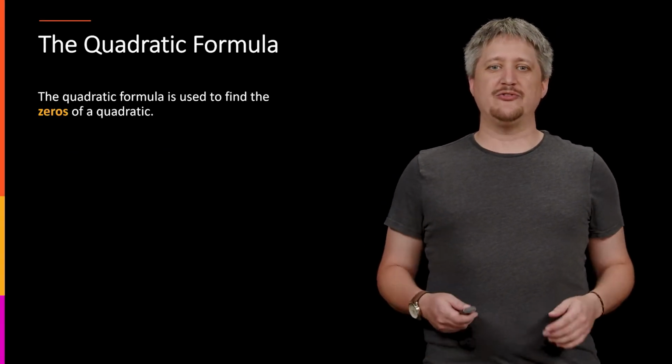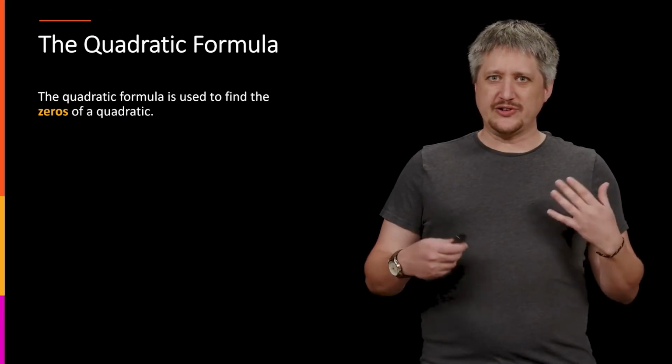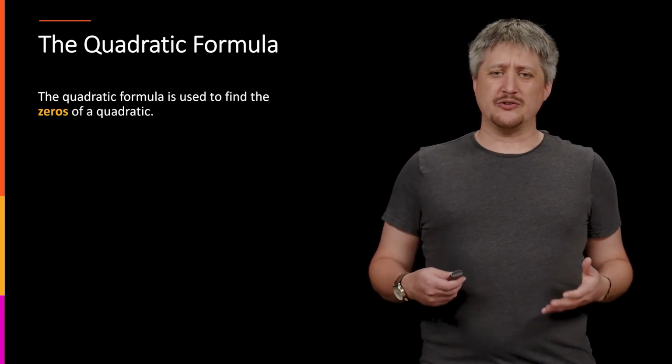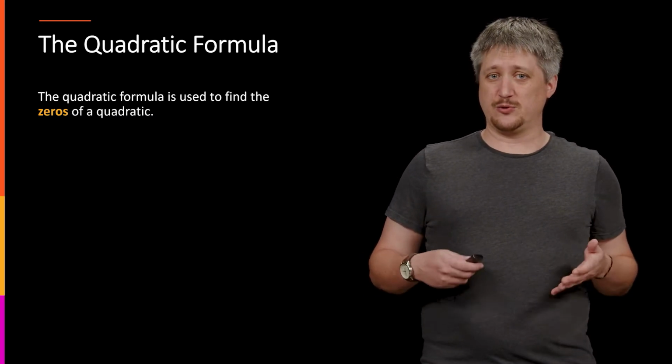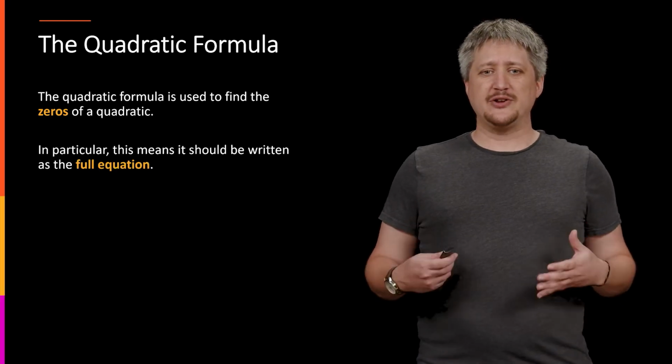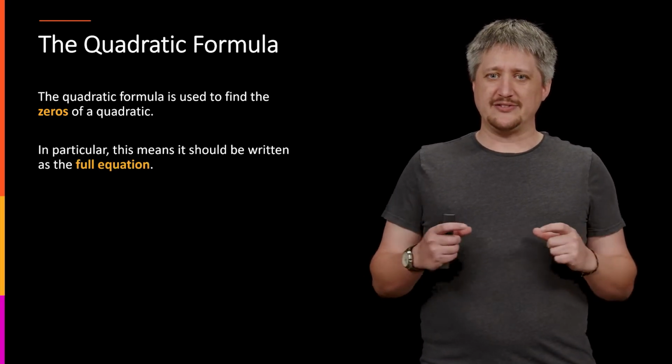But we're also going to talk about arguably one of the really important parts within the formula, which is the discriminant. We'll talk about that once we get there. Okay. All right. So, the quadratic formula. Just a little bit at the beginning here, the quadratic formula is used to find zeros of a quadratic, right? So in particular, that means that this thing is a formula.